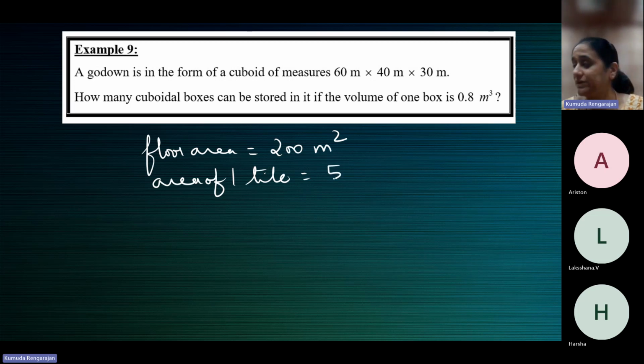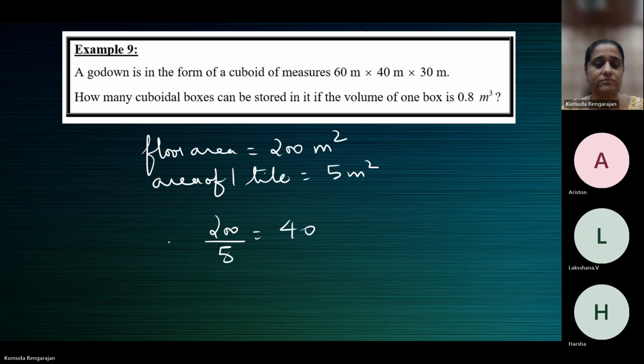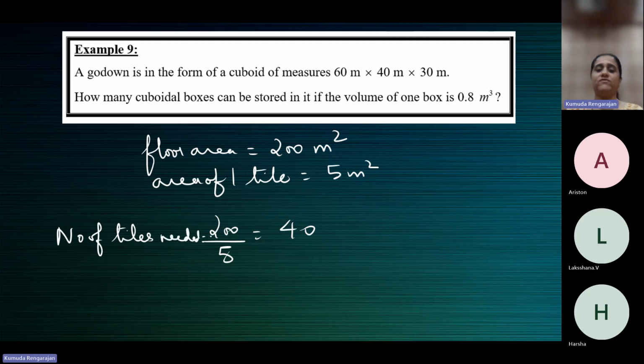Area of one tile is 5 meters square. The floor area of a bathroom is 200 meters square. So you're going to lay tiles in the bathroom. The floor of the bathroom is going to be tiled. The area of each tile is 5 meters square. Then the number of tiles we need to buy will be equal to 200 by 5, which is 40. Number of tiles needed is equal to 200 by 5, 40.